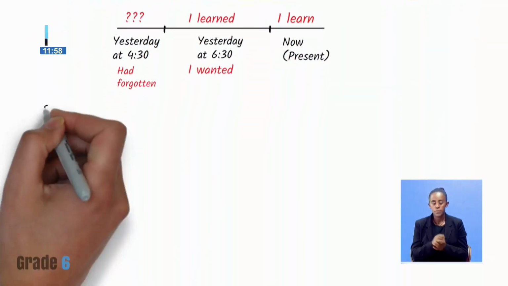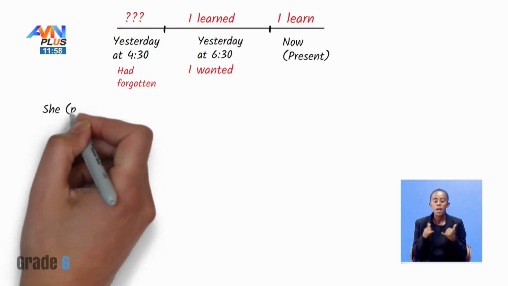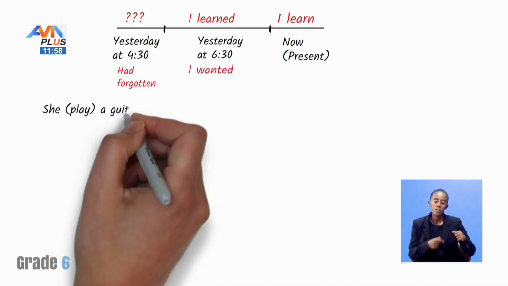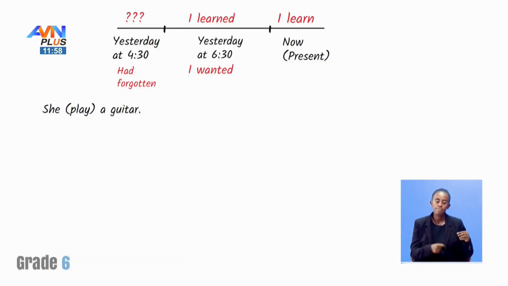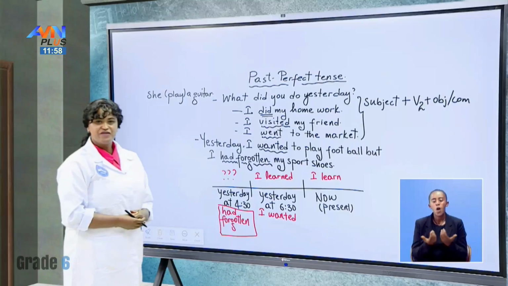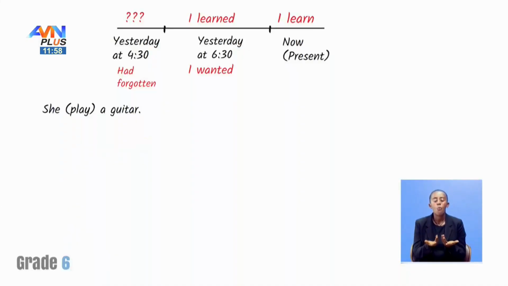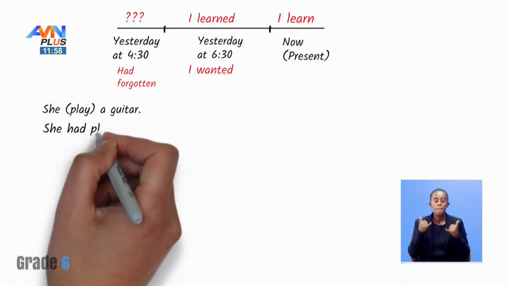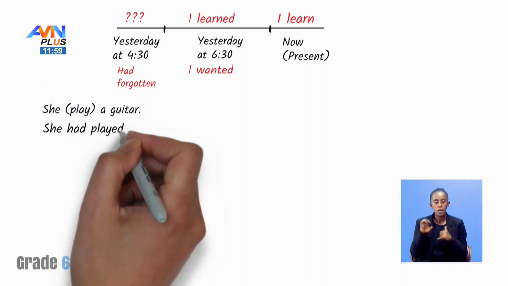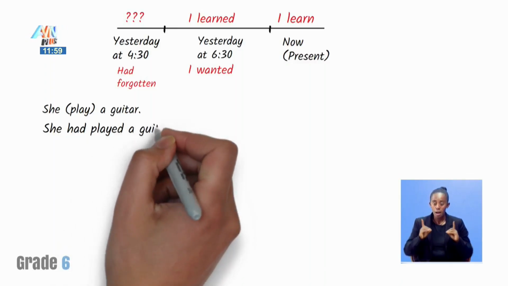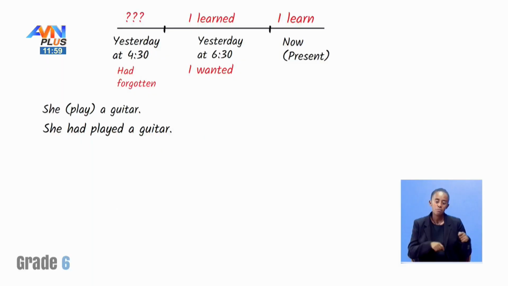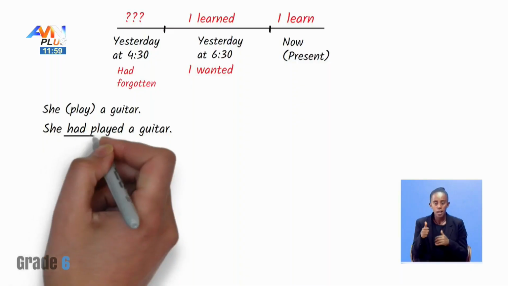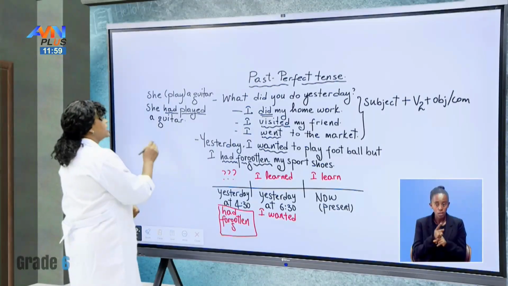She, yeah, play. She play a guitar. How do we make it past perfect? Yeah? She had, look. She had played. She had played a guitar. Okay. She had played a guitar. Had played. All right?